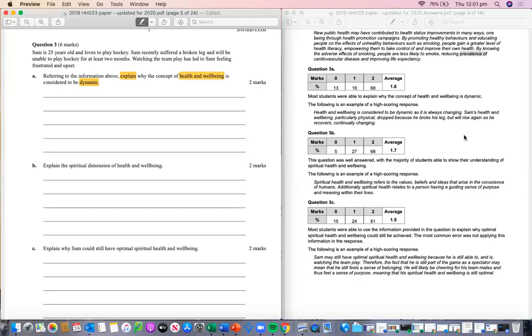Now you could even link that to social if you want to. You could link that to spiritual. It's entirely up to you. But in that aspect, physical was the easiest one because obviously it's a broken leg, but mental would be another easy one, or social would be an easy one to look at.